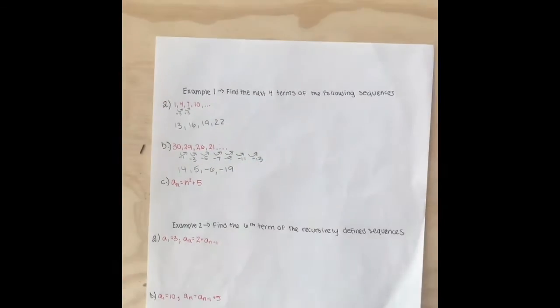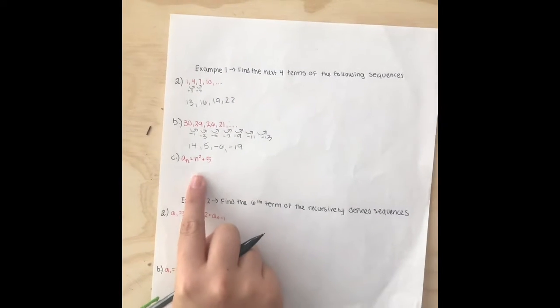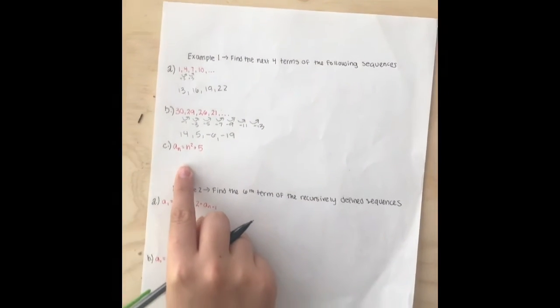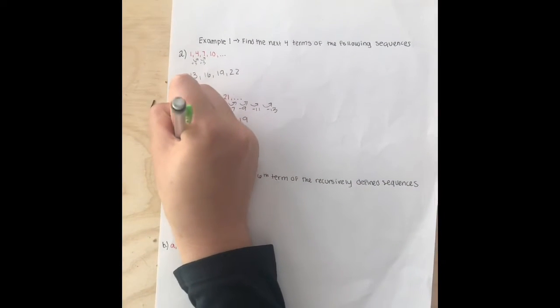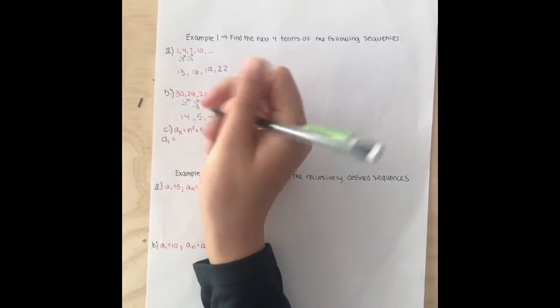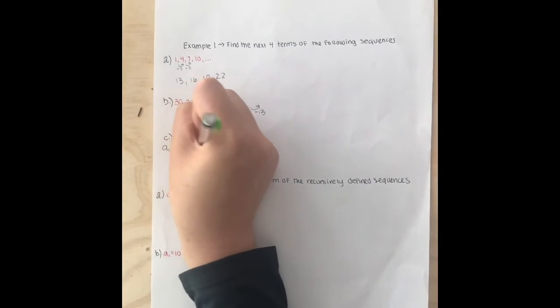Okay, now we're going to use this formula to find the next 4 terms. So you're going to plug in 1, 2, 3, and 4. So a of 1 equals 1 squared, which is just 1, plus 5 is 6.